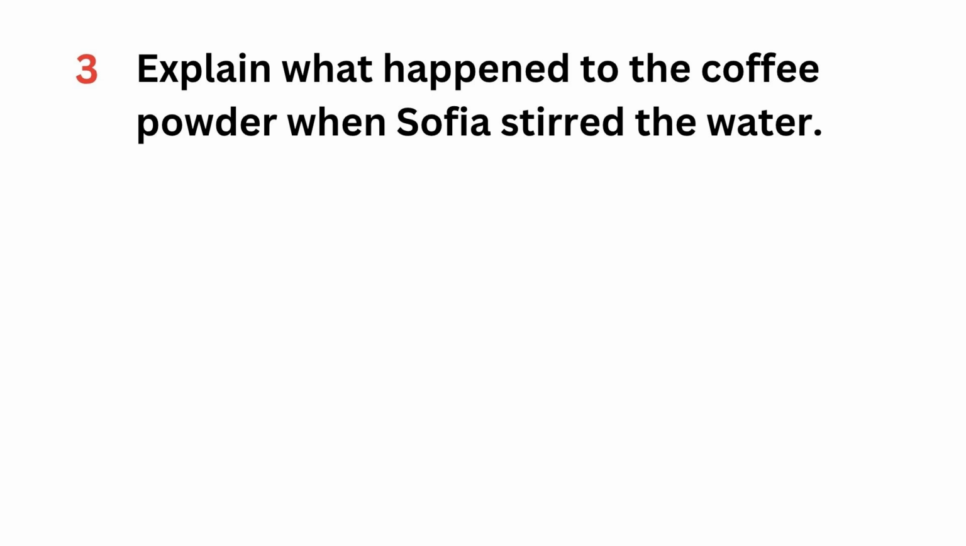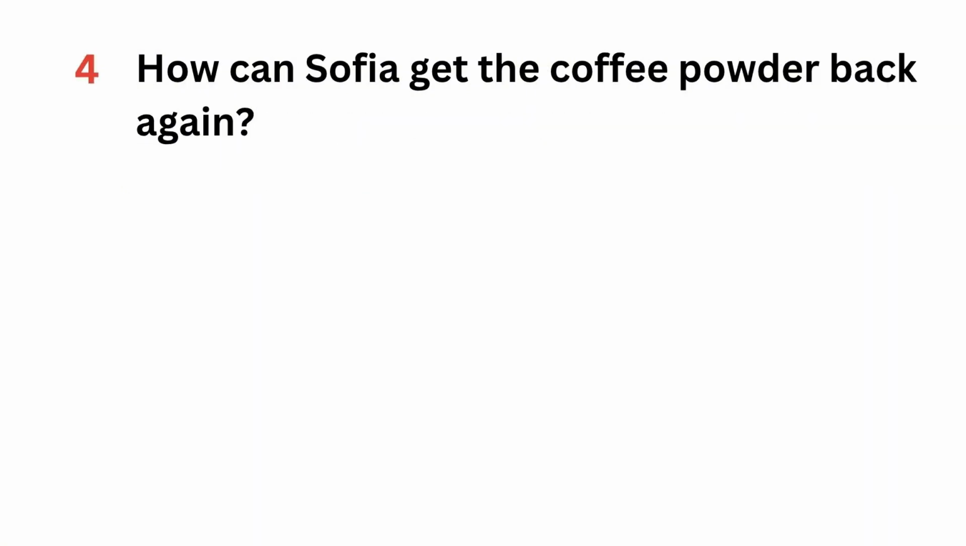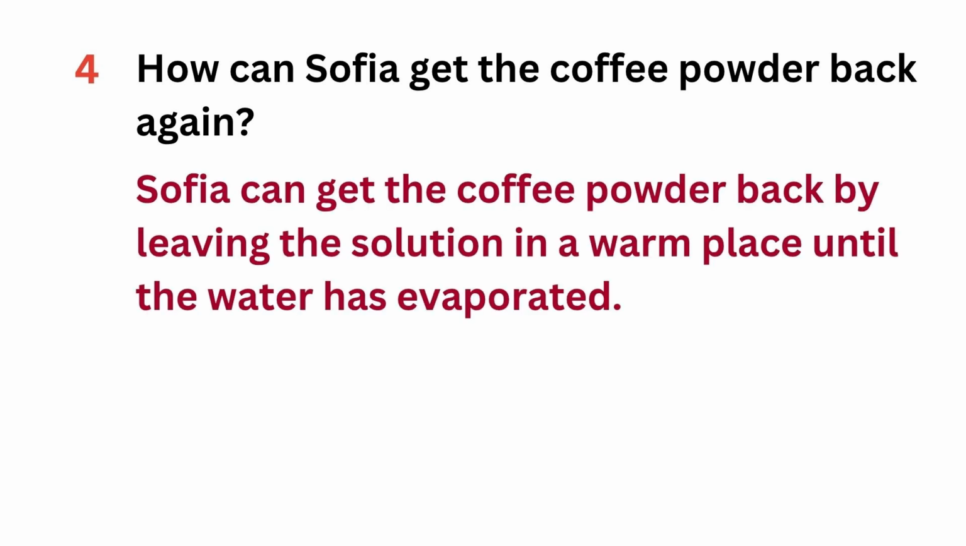Question 3. Explain what happened to the coffee powder when Sophia stirred the water. The solute coffee powder dissolved in the solvent water. The particles of coffee powder move in between the particles of water, so you cannot see them in the solution. Question 4. How can Sophia get the coffee powder back again? Sophia can get the coffee powder back by leaving the solution in one place until the water has evaporated.